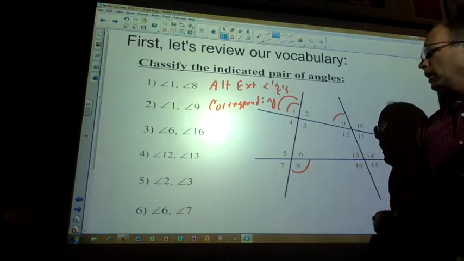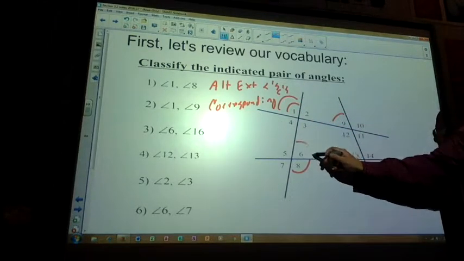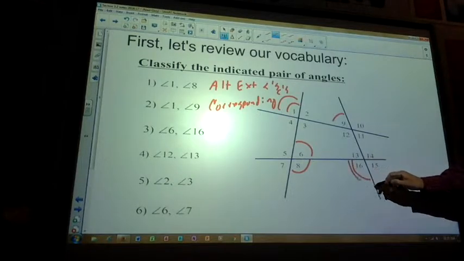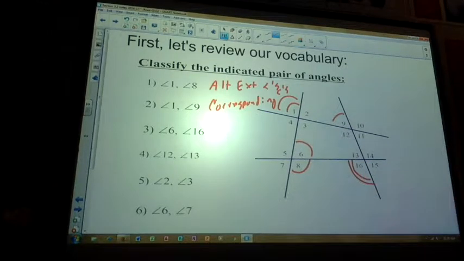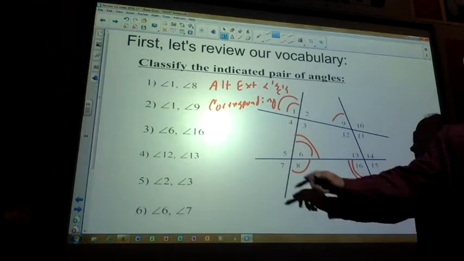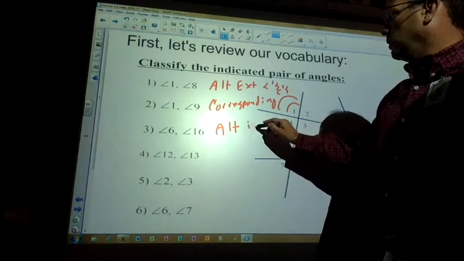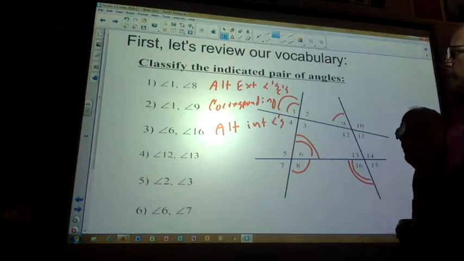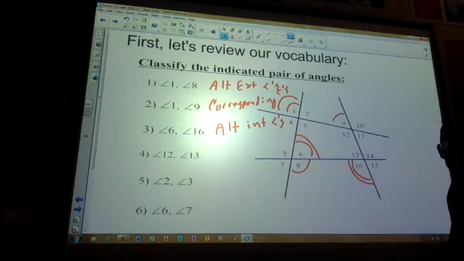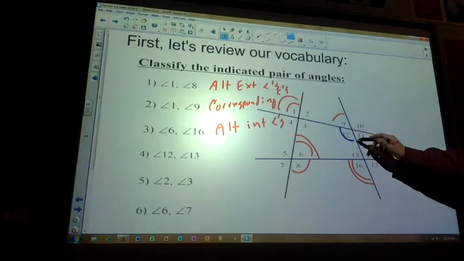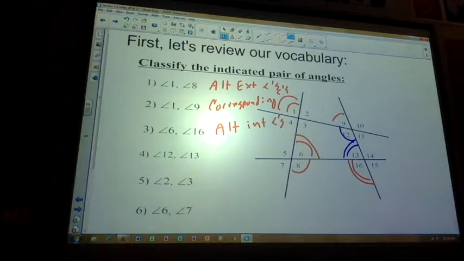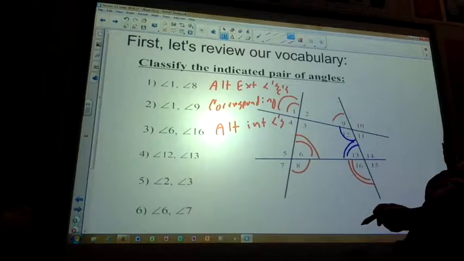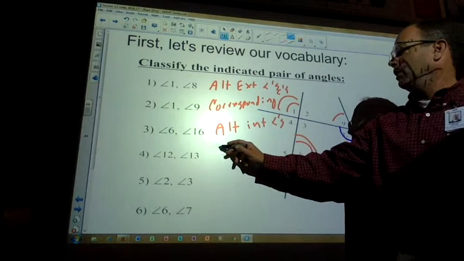Angles. And then 6 and 16. So here's my two lines. This is now the transversal, so they look like what? Alternate what? Alternate interior. Then let's change color. 12 and 13. So here and here. So you have two lines, and this is now the transversal. And they are also alternate, or no, not alternate, consecutive interior.